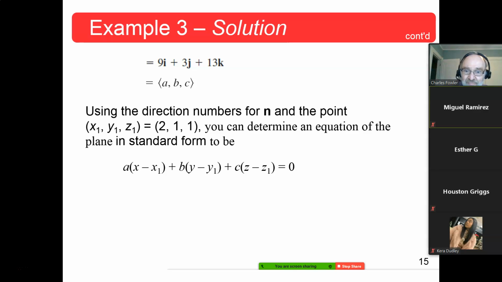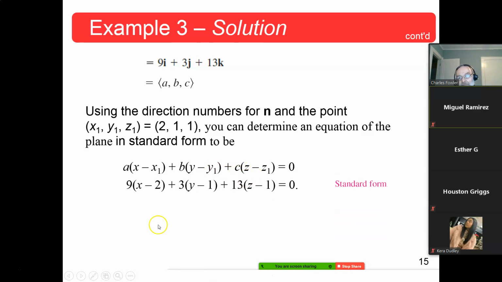Sorry about that. Okay, that's in standard form. They didn't ask for standard form, they asked for general form. What's the general form? Distribute the A times what's in the parentheses, B times that parentheses, C times that parentheses, see what you get. A was 9, so 9 times x minus 2, since we chose that to be the point we're using, plus 3 times y minus 1, plus 13 times z minus 1.